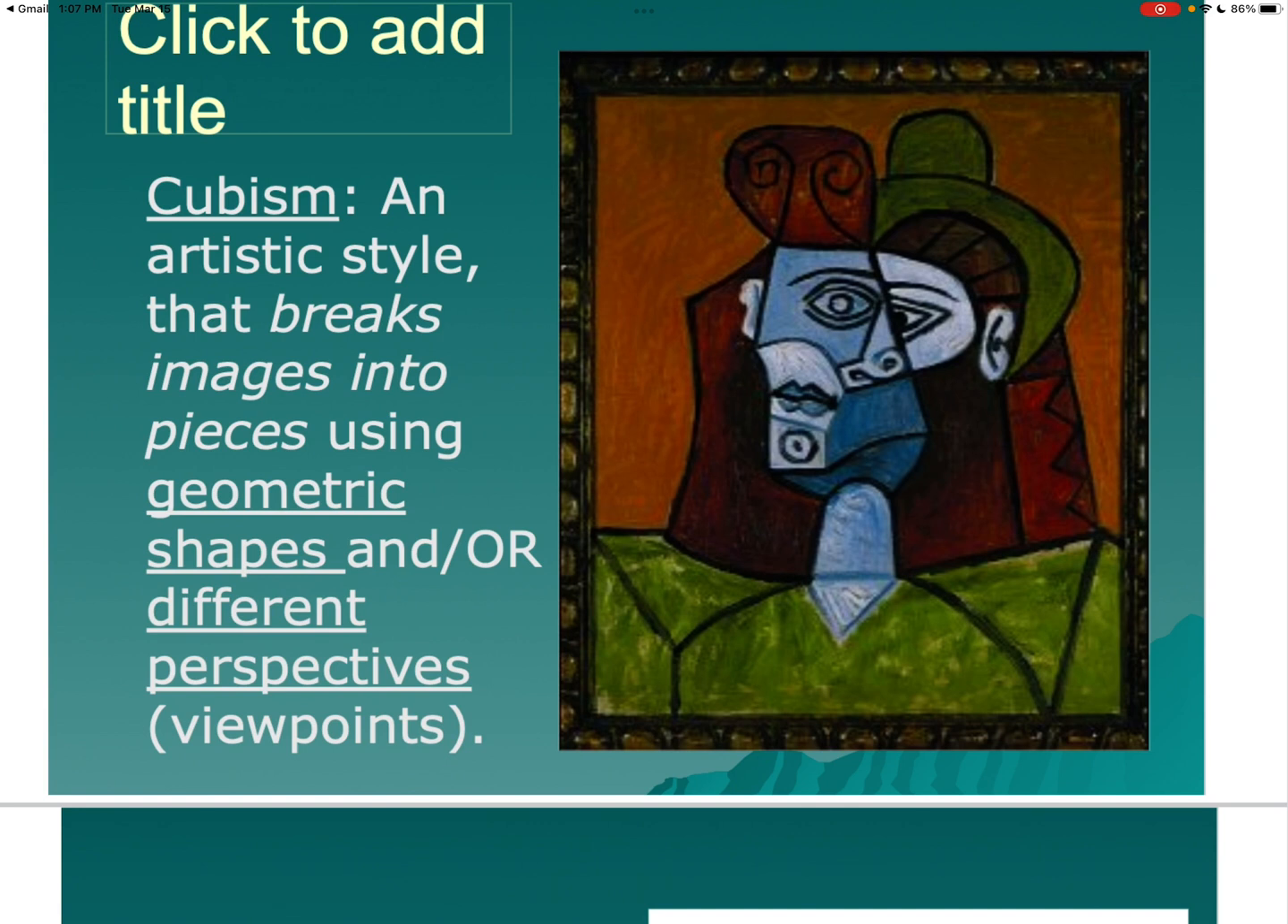This is another example of his work here. And I really like this one, both because of the really strong black lines, which I think are really nice, and also the colors.